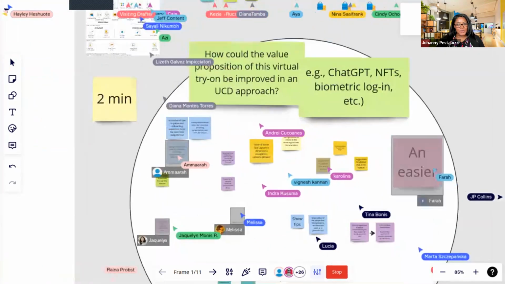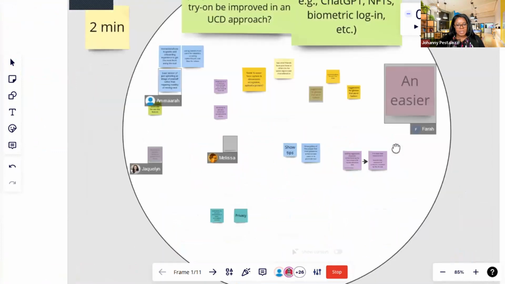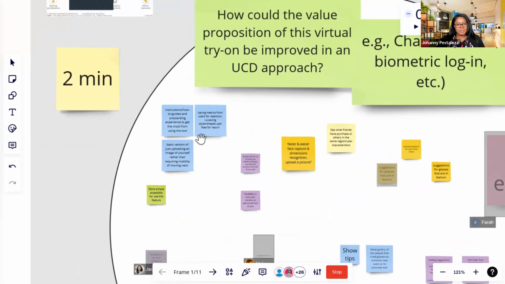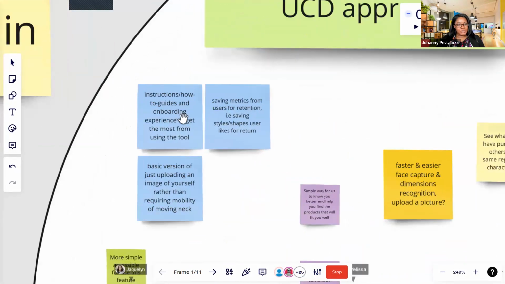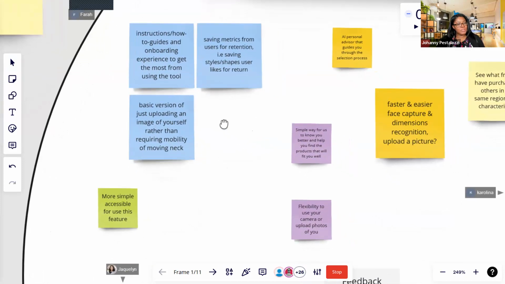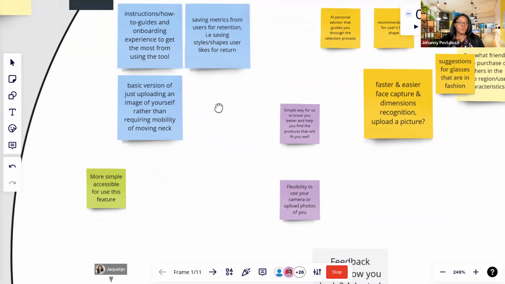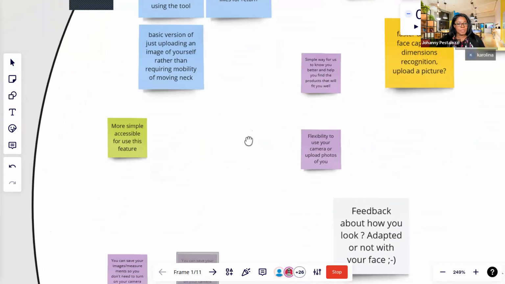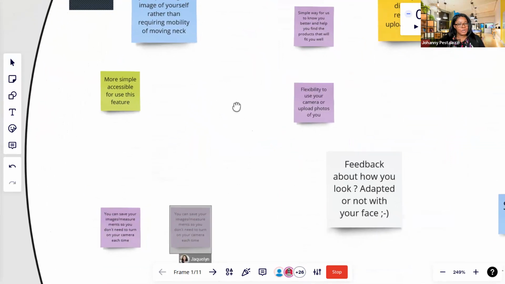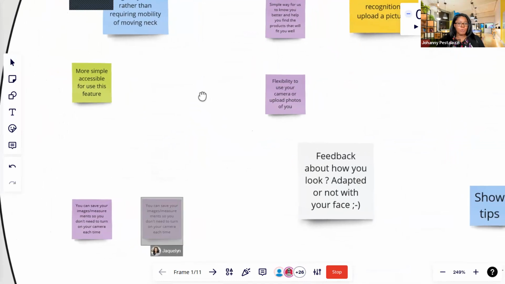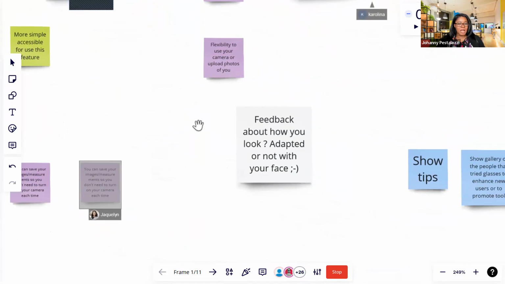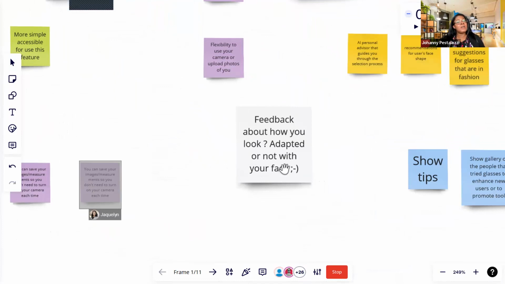All right. So let's see what we have in here. Okay, very interesting. Here we have instructions on how to guide an onboarding experience to get the most from using the tool. Saving metrics from users for retention. This means saving styles, shapes, user likes for return. Okay, very nice. And basic version of just uploading an image of yourself rather than requiring mobility or moving the neck. Very good point. Then more simple, accessible for use this feature, flexibility to use your camera or upload photos of you, feedback about how you look, adapted or not with your face. Oh, that's a very interesting one.